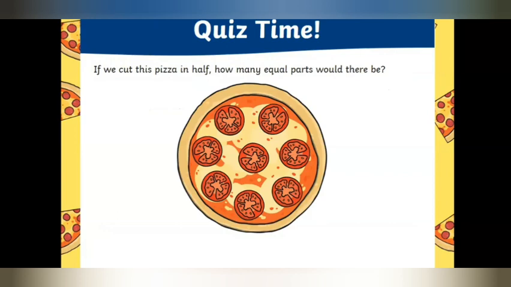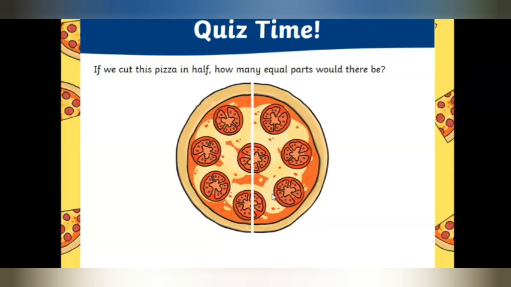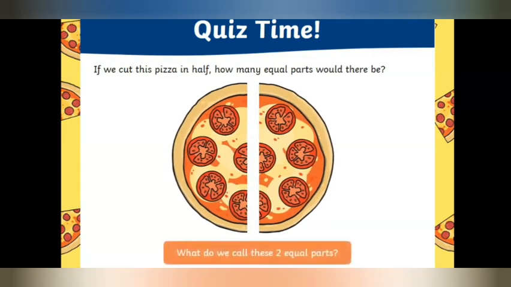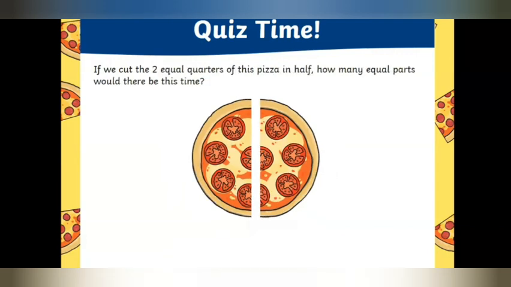If we cut this pizza in half, how many equal parts would there be? Yes, 2 equal parts. Like this. Okay, can you see? What do we call these 2 equal parts? 1/2. Yes, half. Okay.